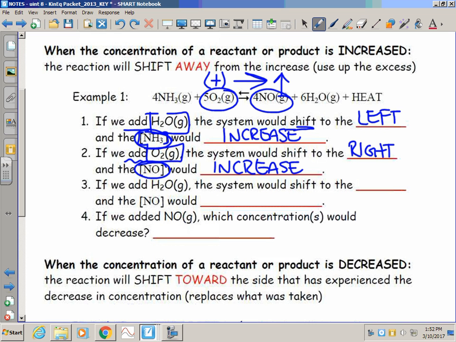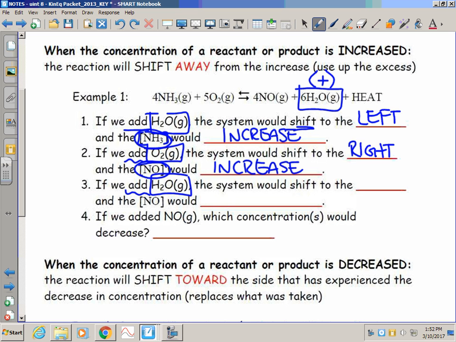So we're talking about a system at equilibrium, a stress that we apply, and how the system shifts to undo that stress. What's the result of the shift is our final objective. Next question. What's the stress? Adding H2O. Find my H2O, and I add it. I cause a shift to the left toward the reactants.